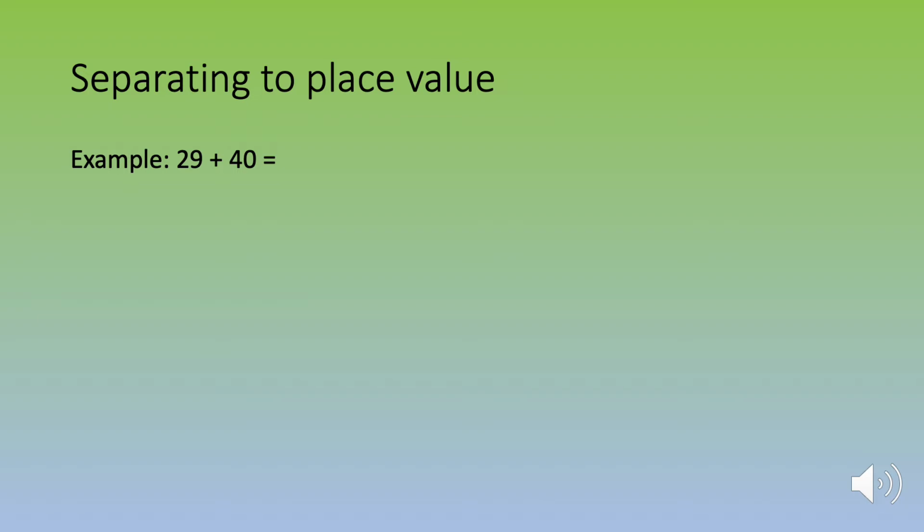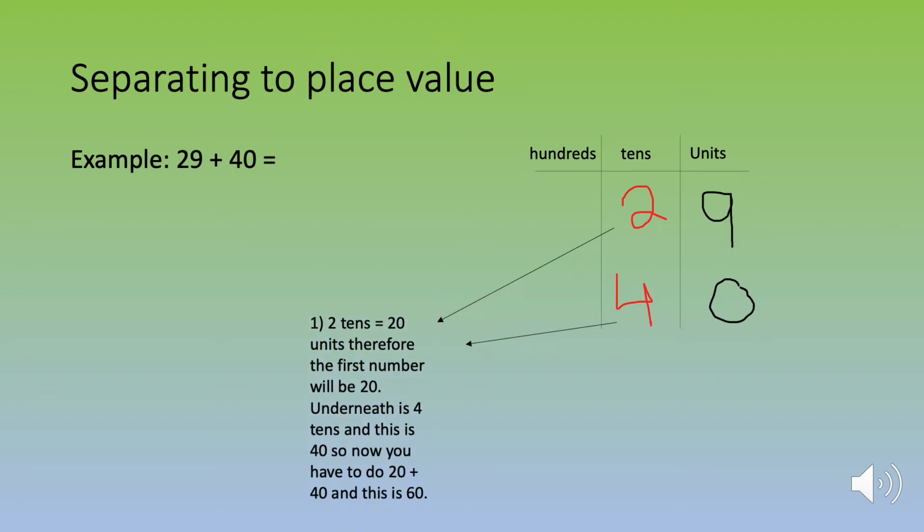Now on to the separating to place value method. An example is 29 plus 40 and on the columns it would look like this, 29 and 40. The first step is there are two tens, so it will equal 20 units. Therefore the first number will be 20.